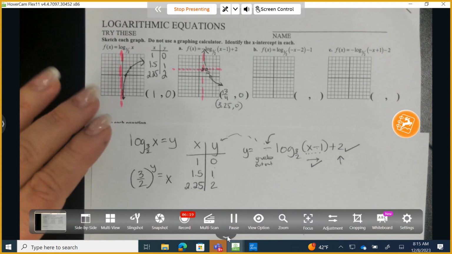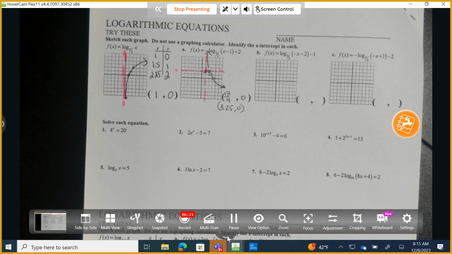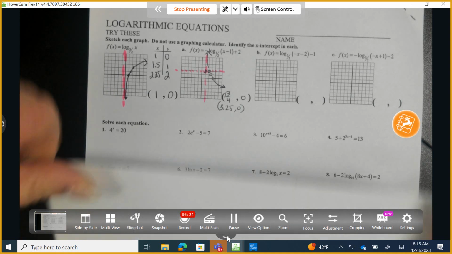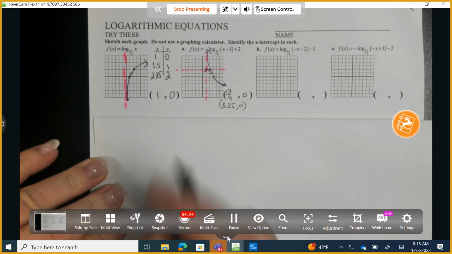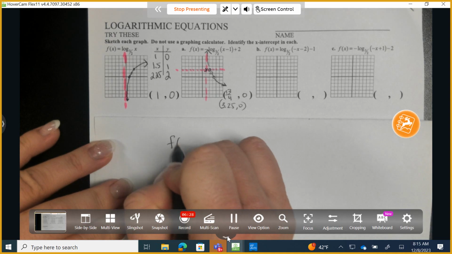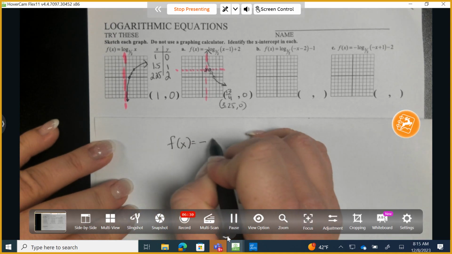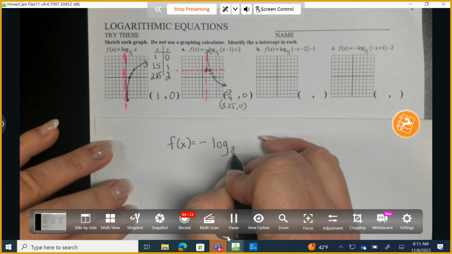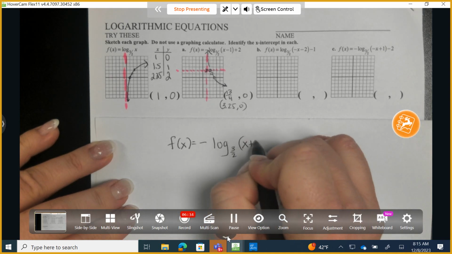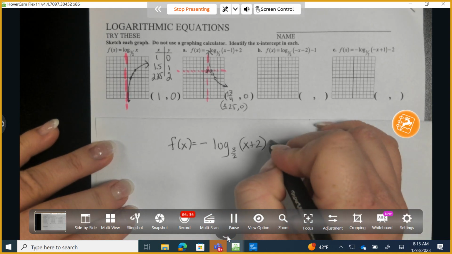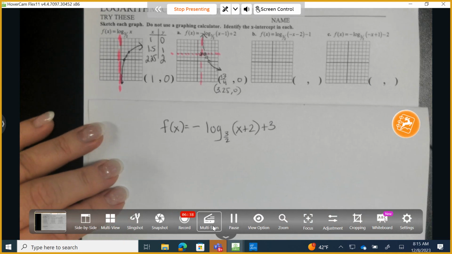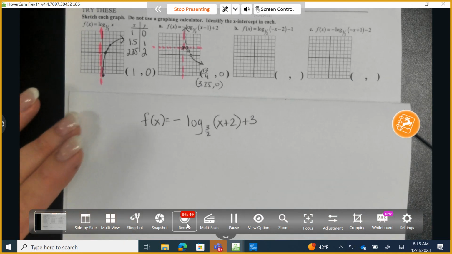We're going to drop down and we're going to try a few more like this just to build your confidence, and then we'll come back up to B and C, which are similar. If you're watching this video, please go ahead and write down this example. We're going to have negative log base 3/2 of x plus 2 plus 3. I'm going to press pause.